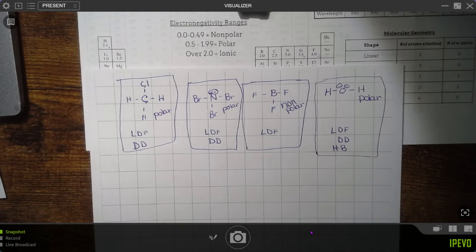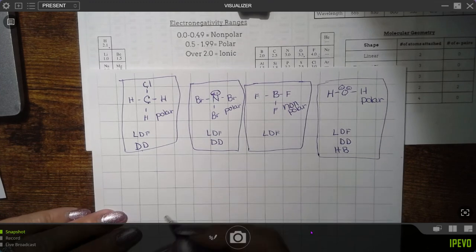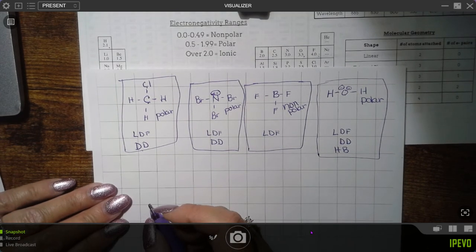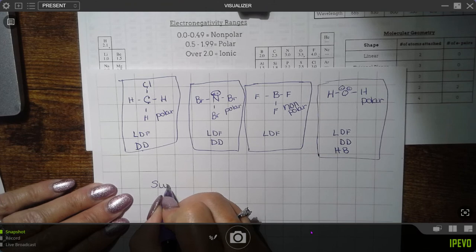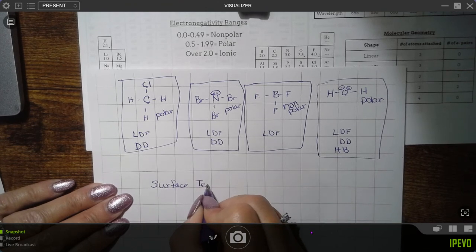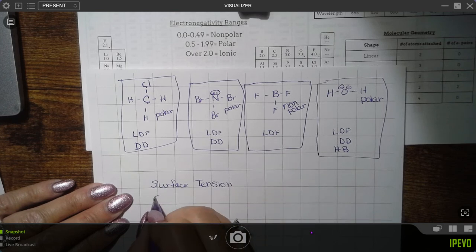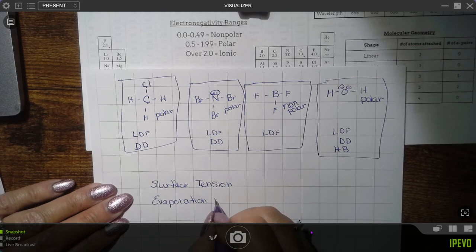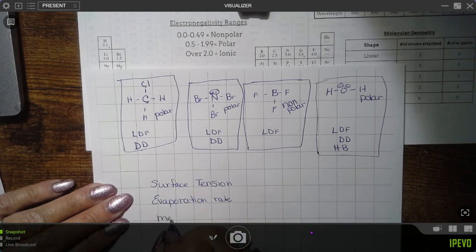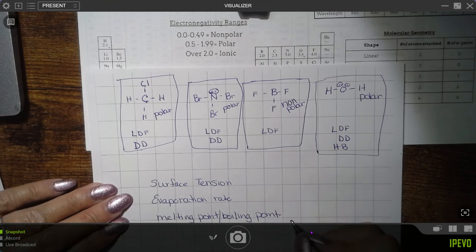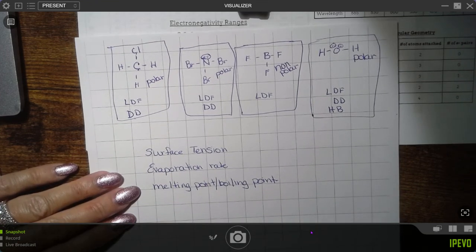Now, why do we care? Here's why we care. Many of the properties that we talk about, things like surface tension, things like evaporation rate, melting point, melting temperature, boiling point, we can predict these properties based on the type of intermolecular forces.